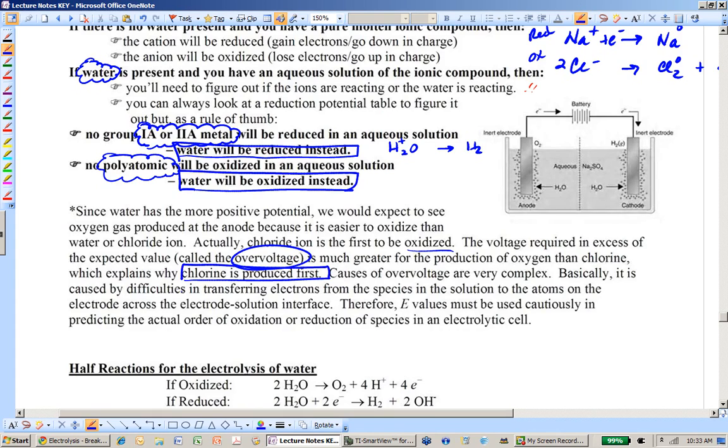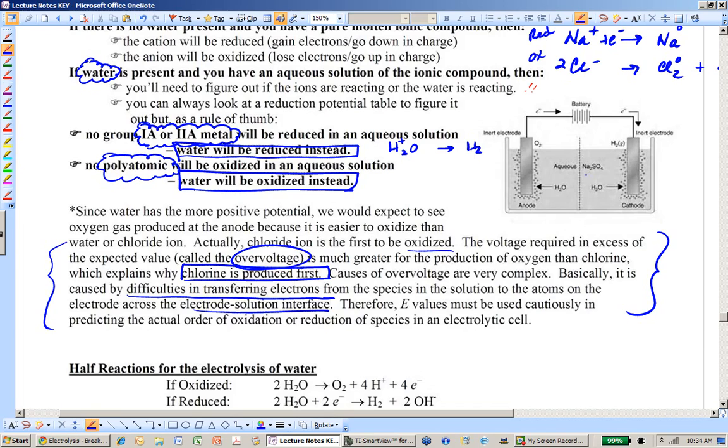The AP exam does not get into this overvoltage thing. I just need you to know it for your future college courses. So causes of overvoltage are really complex, and you'll deal with them in future courses. But basically, the underlying principle is that it's difficulties in transferring electrons from the species in the solution to the atoms on the electrode across the electrode-solution interface that is troublesome. So again, you don't really have to worry about this. I'm just doing my job, making sure that you've been exposed to what you need to be exposed to so that you're successful in college.